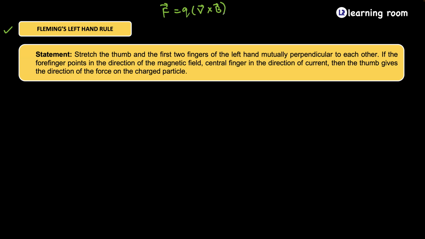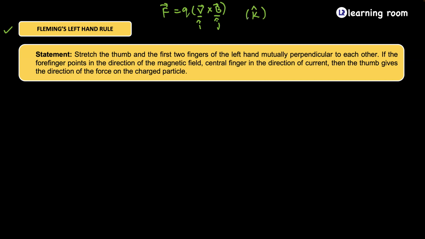Suppose you have the velocity vector in a particular direction and the magnetic field in a particular direction. Let's say you have I cap and J cap. So what is I cross J going to be? I cross J is K cap. Since velocity and magnetic field combined gave me I cross J as K cap, can I conclude that the force experienced by the charged particle is in the direction of K cap? We should not conclude.